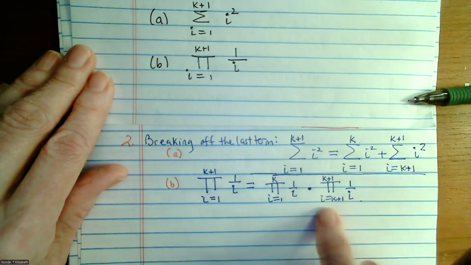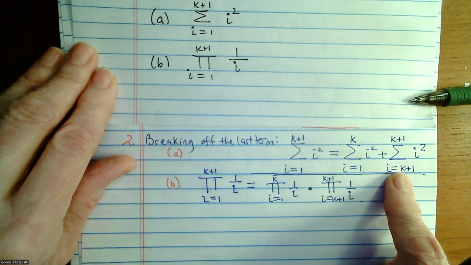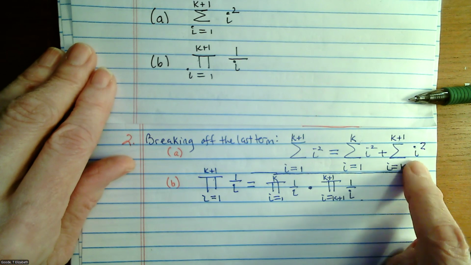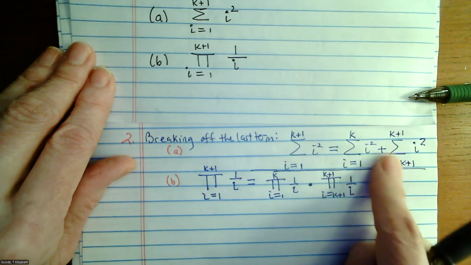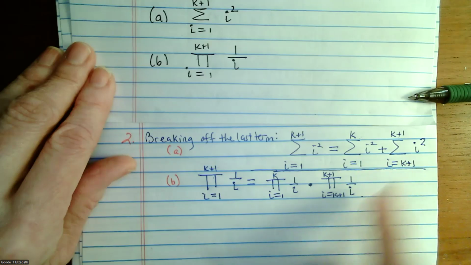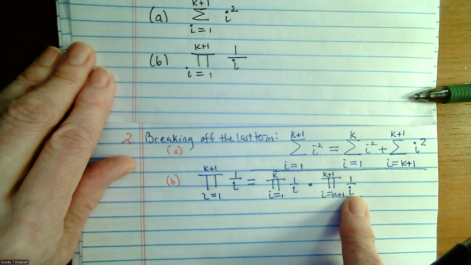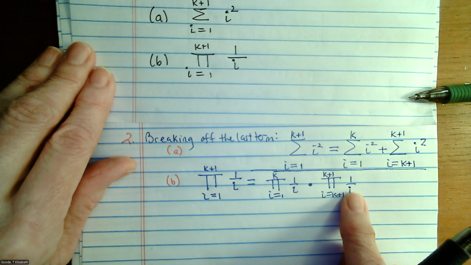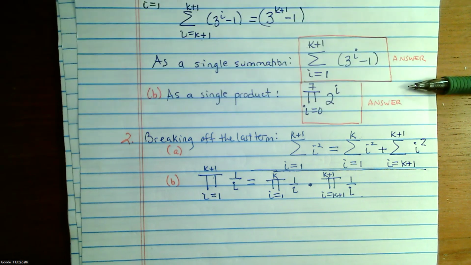So the thing to understand, and in WebAssign you may decide to do this, is that this term can just be evaluated. It's just the single term when i is equal to k plus 1. So it would be the quantity k plus 1 squared. That would be another way to write this term without using the summation symbol. And of course, this term is simply 1 over k plus 1. It's a product, but it's not being multiplied by anything. It just sits there as the only factor when the lower and upper bounds of the product are the same.